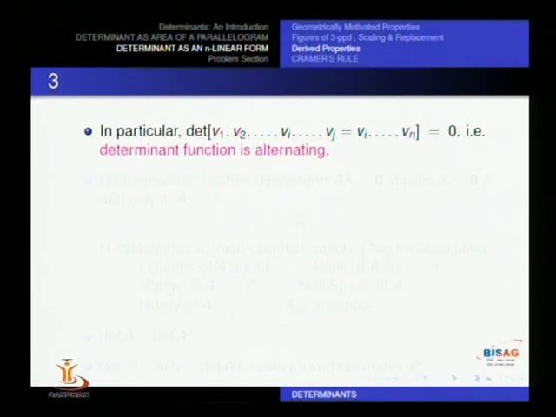two columns identical, say the ith column and jth column are identical, then the determinant is 0 because two columns are identical. That means the columns are linearly dependent, and we have seen that if columns are linearly dependent, the value of the determinant is 0. So this is a particular case, and whenever this property is there, we call it the alternating property. And it can be shown that the skew symmetric property and the alternating property are equivalent. One can derive one from the other.